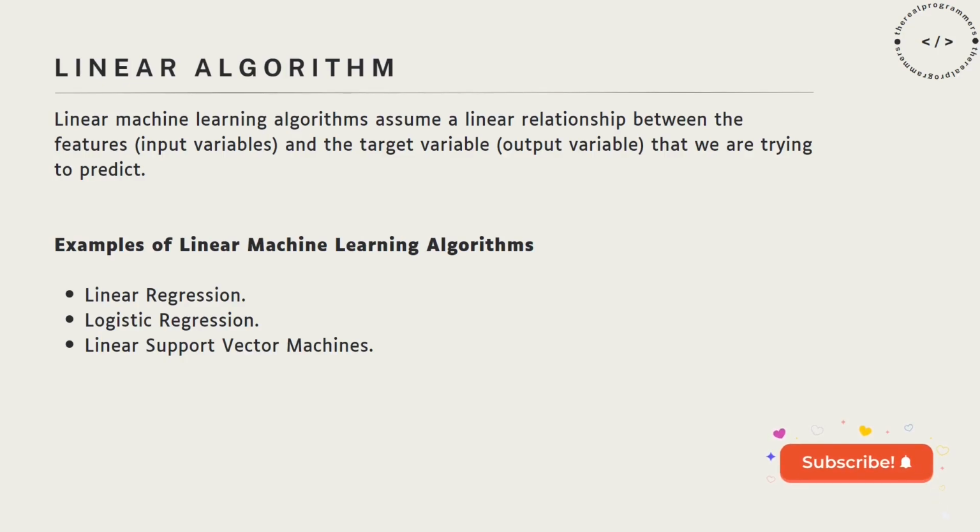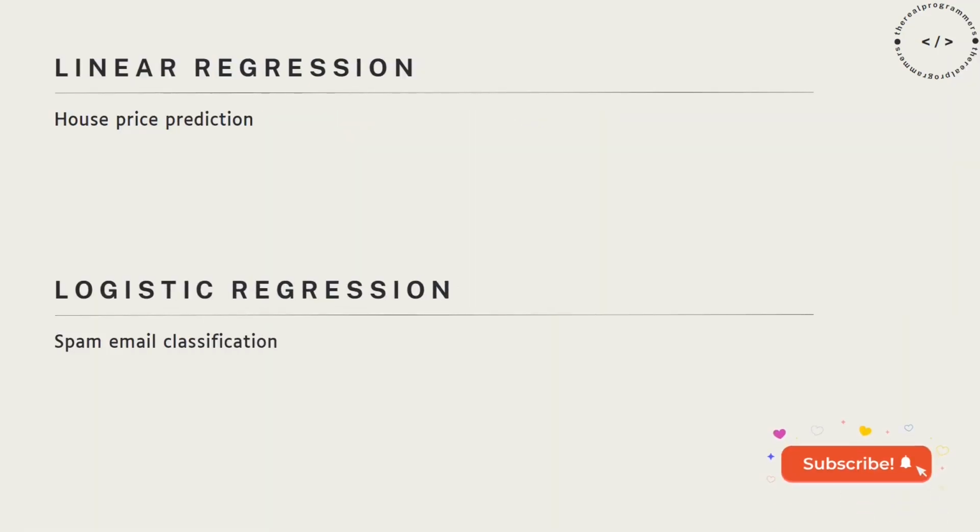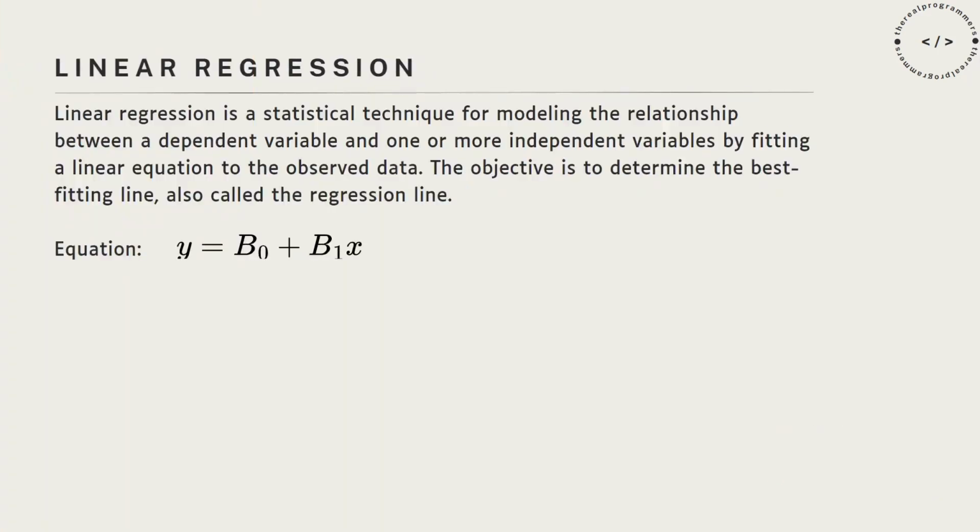Linear regression and logistic regression are the two most common linear machine learning algorithms. Linear regression is used when the target is a numerical value and logistic regression is used when the target is a categorical value, basically a classification task. As an example, house price prediction is a linear regression task because we have to predict the price of houses, which is a numerical value. And spam email classification is a logistic regression task where we have to classify the incoming email between two classes, spam and non-spam. Next, I'll discuss linear regression in detail.